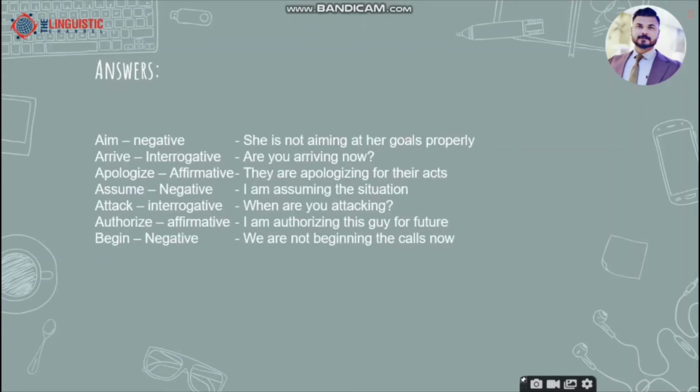So, she's not aiming at her goals properly. Are you arriving now? They are apologizing for their acts. I'm assuming the situation. When are you attacking, right? मैंने यहाँ पे एक question word use किया when. उसका मतलब होता है कब. तुम कब अटैक कर रहे हो, और I'm authorizing this guy for future, and that's it.